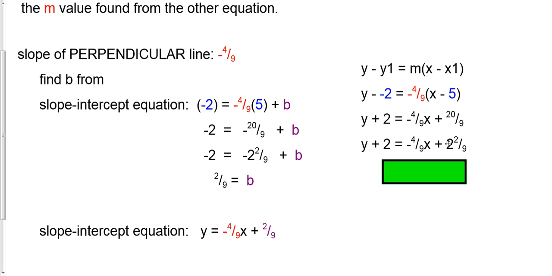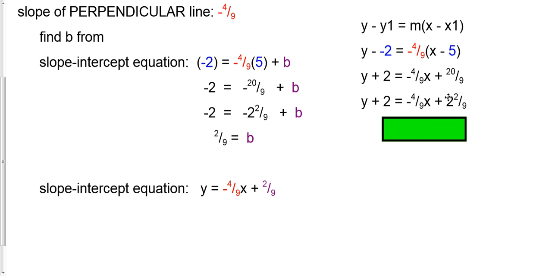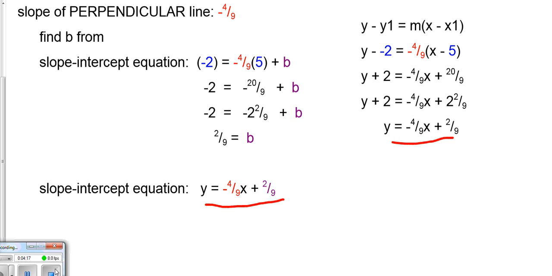Okay, just like we did in this one, we're going to change this to say 2 2/9. Subtract the 2 from both sides, so we just have y alone, and we get y equals -4/9x plus 2/9. Notice that this is the exact same thing as this. So either method you use, you will get the same answer. And that'll wrap up example 4.